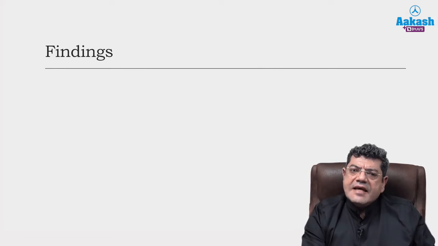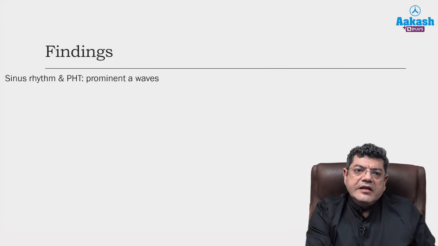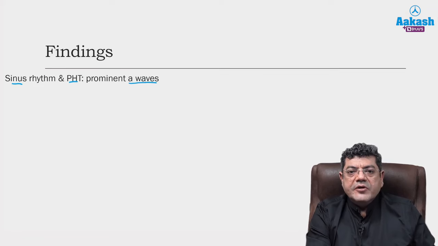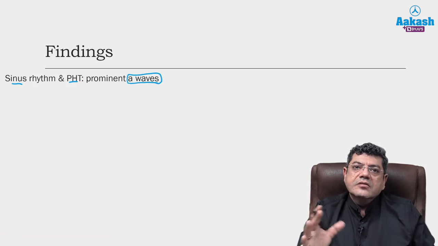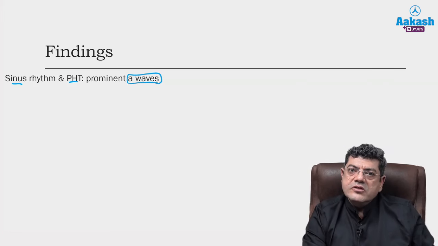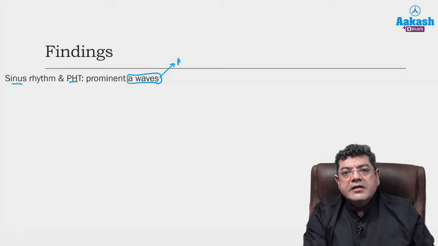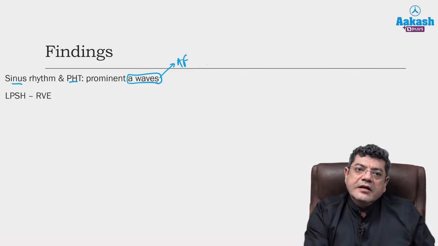What will you find on examination? When they have a sinus rhythm and pulmonary hypertension, the A waves are prominent, correct? What does an A wave mean? An A wave means that the atrial and ventricular electrical rhythms are synchronous with each other. A waves will disappear in patients with AF. Of course, that's not an issue here, but a complete heart block will give rise to canon A waves, right?